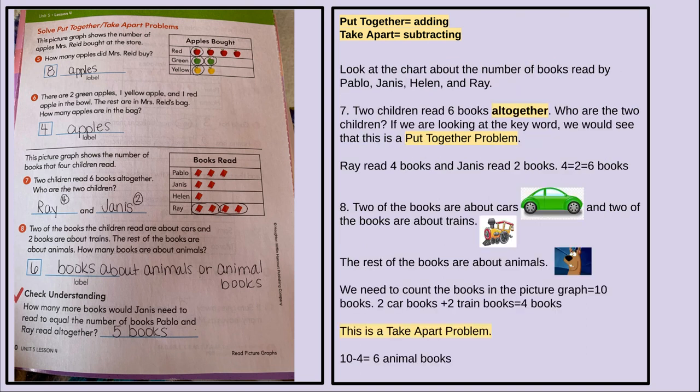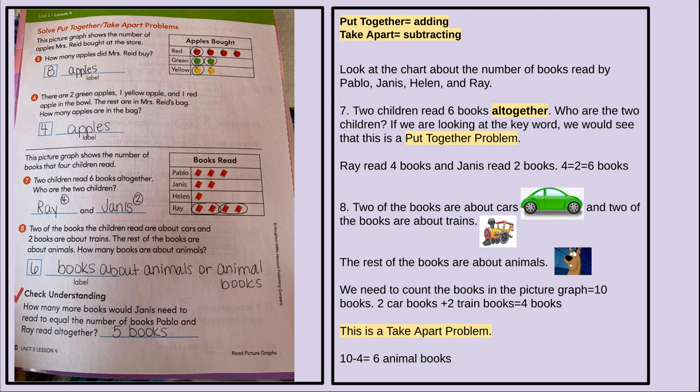If you look at the chart with the number of books read by Pablo, Janice, Helen, and Ray, number 7 says 2 children read 6 books all together. Who are these 2 children? If we are looking at the key word, we would see that this is a put together problem. All together means that we are adding. Ray read 4 books and Janice read 2 books, so 4 plus 2 equals 6 books.